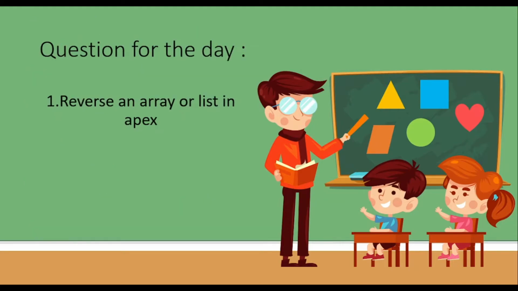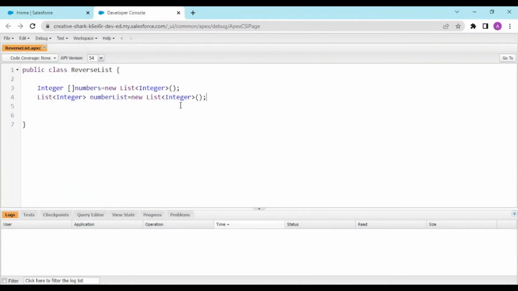Okay, so what is the question for the day? We will be starting with the least difficult question, that is, to reverse an array or list in Apex. How to do that is we will go to our developer console. I have created an Apex class named reverse list, and in this I have created an array and another as a list.